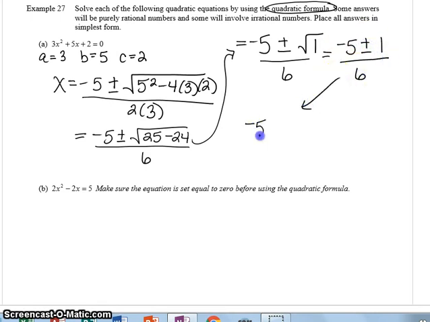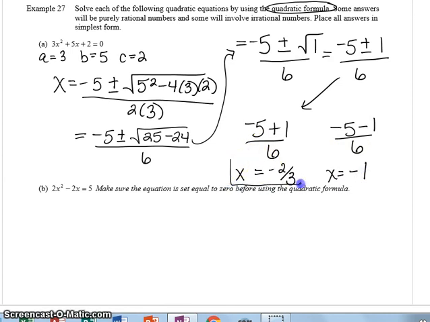One of my answers is negative 5 plus 1 over 6, and the other answer is negative 5 minus 1 over 6. And then you just continue and simplify those. So negative 5 plus 1 is negative 4. Negative 4 over 6 simplifies to negative 2/3. There's one of my x's. Okay, over here, negative 5 minus 1 is negative 6. Negative 6 over 6 simplifies to negative 1. So these are my two roots.